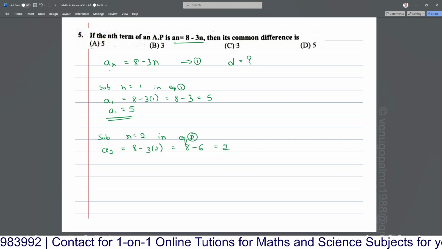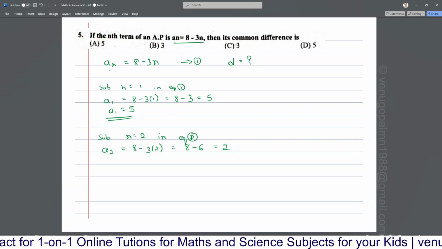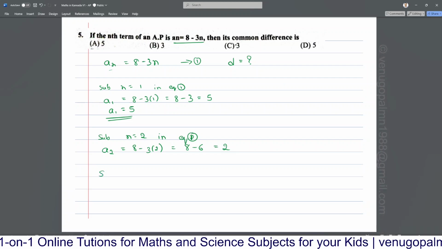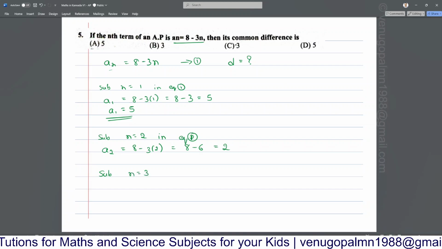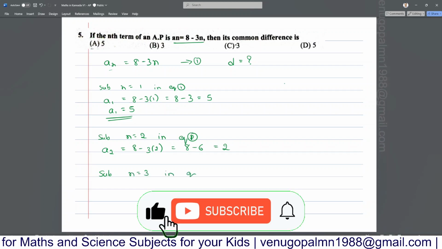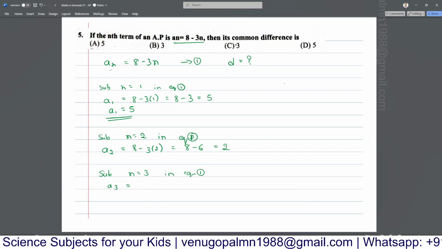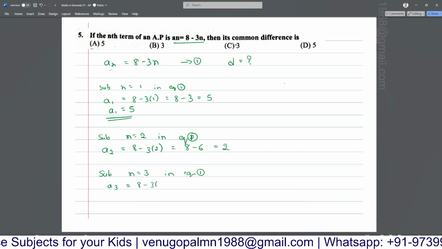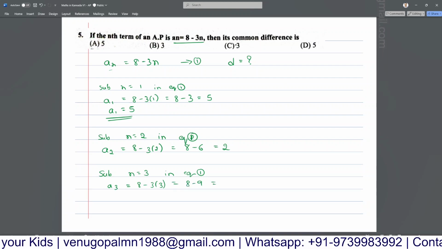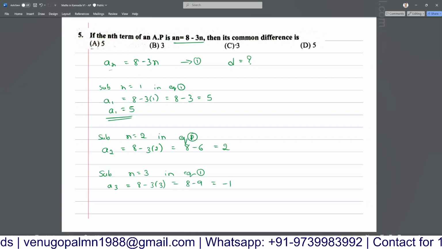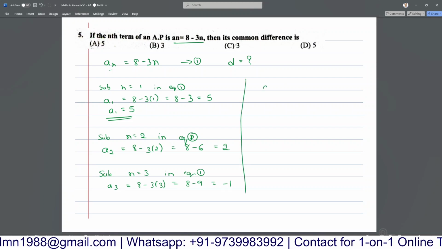2. Got it? So we got A2 and A1. If you want to find out one more, you can find out, or else we can stop here only. Substitute n is equal to 3 in equation 1. So A3 is equal to 8 minus 3 into 3, is equal to 8 minus 9, which should be equal to minus 1. So now we got to know A1, A2, A3.